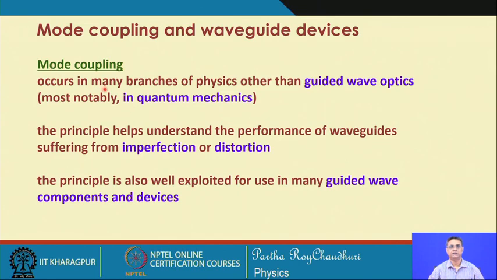The mode coupling occurs in many branches of physics other than this guided wave optics, and notably in quantum mechanics, that coupling of modes occurs, and we have analyzed that. The principle helps us understand the performance of waveguides suffering from imperfection or disturbance, because there is a mode coupling because of distortion, because of imperfection, because of non-uniformity along the length of the waveguide.